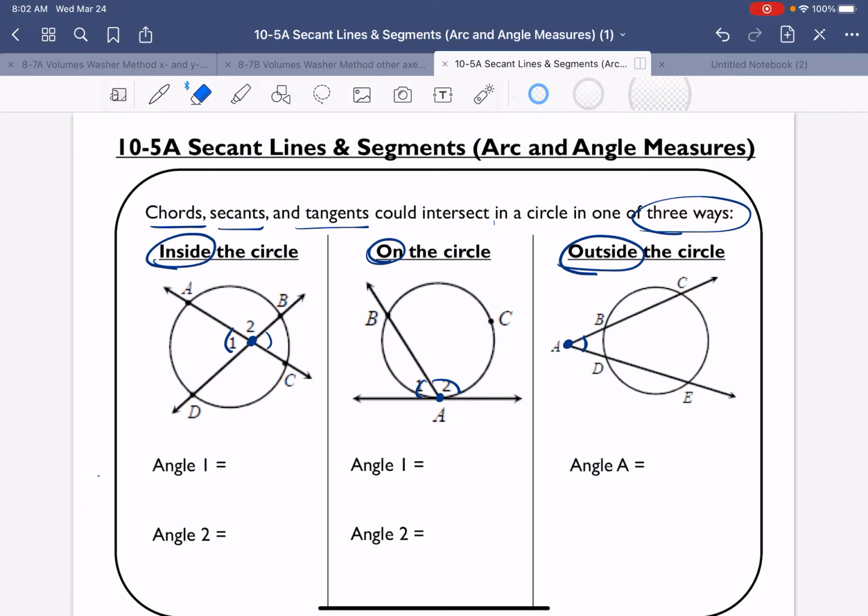If we look over here where the intersection is inside of the circle, the arcs that connect to that intersection are arc AD and arc BC for angle 1. That's how we decide what equation to write. The formula is pretty simple: angle 1 is equal to 1/2 times the measure of arc AD plus the measure of arc BC.